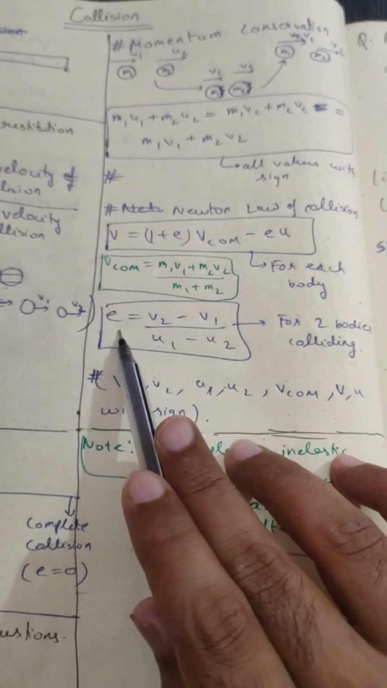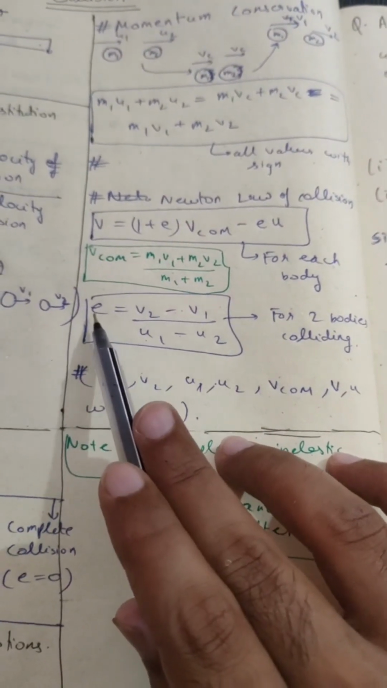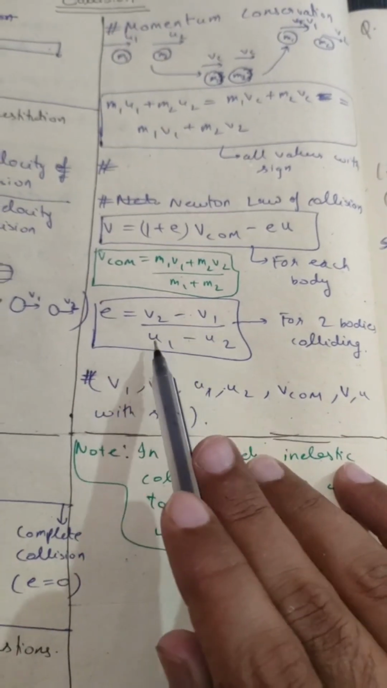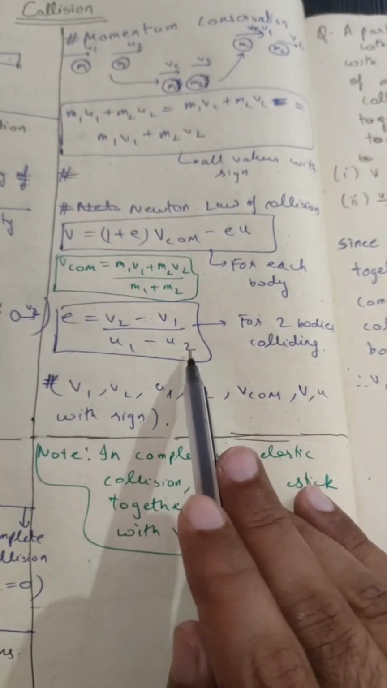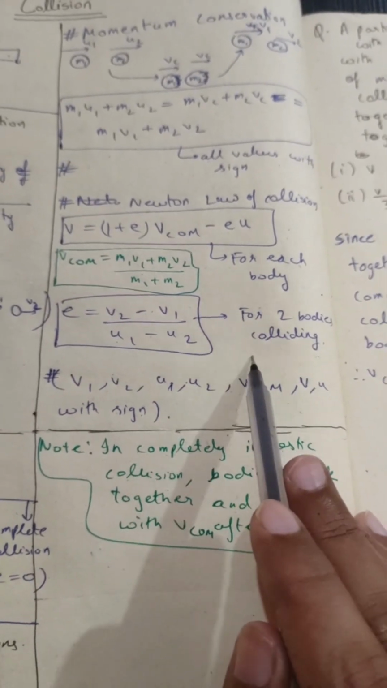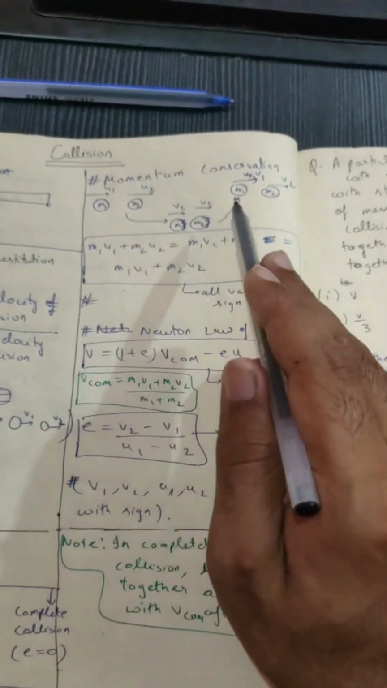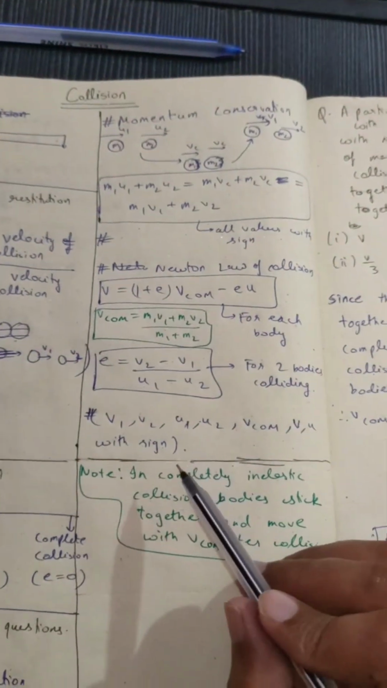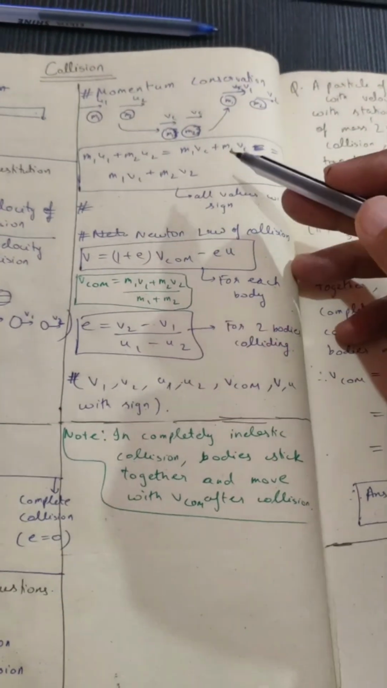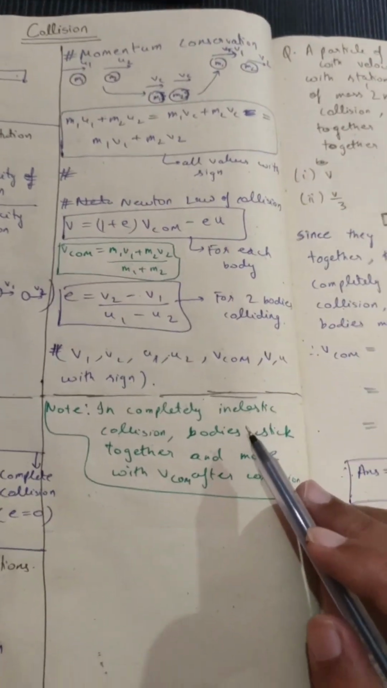Then we have the second equation, which is the coefficient of restitution, equal to v2 minus v1 upon u1 minus u2. It is for the two colliding bodies which have velocities u1, u2 and v1, v2, and these values are also given with sign. So these two parts we have to remember to solve all the questions.